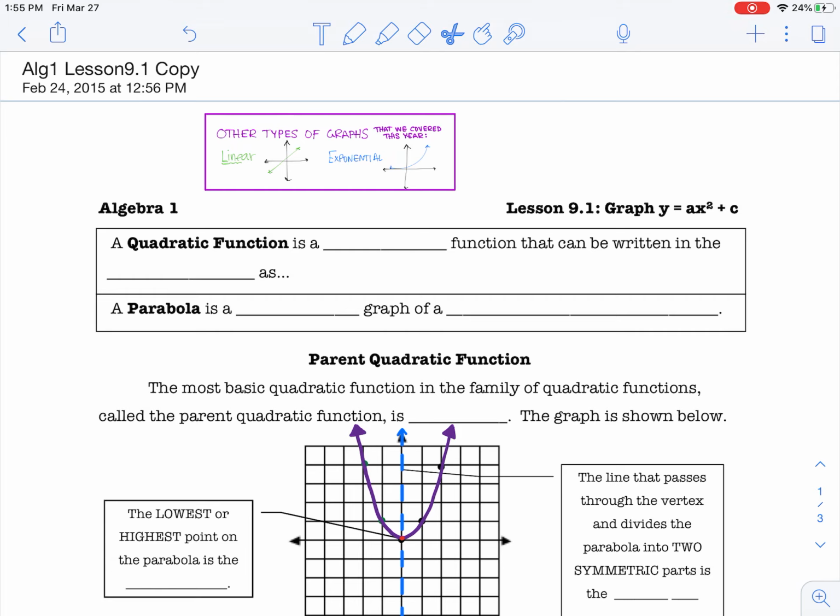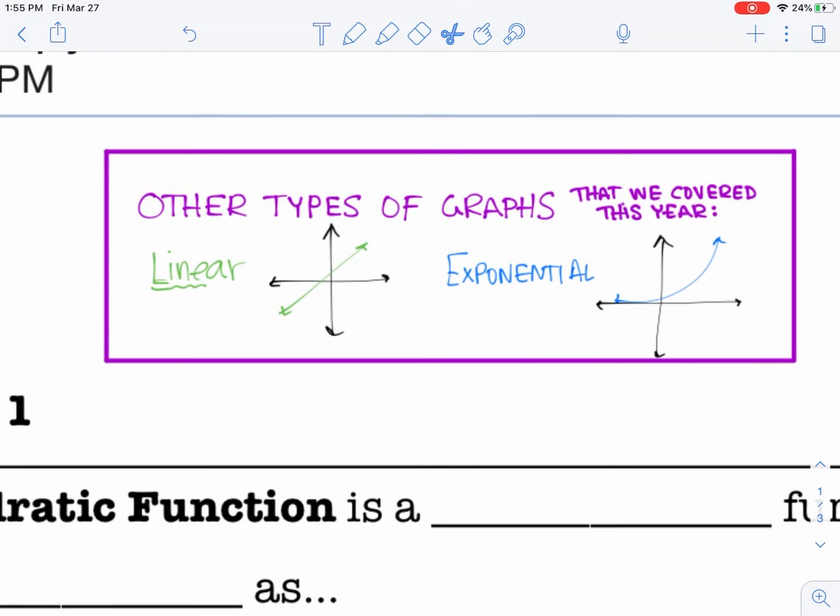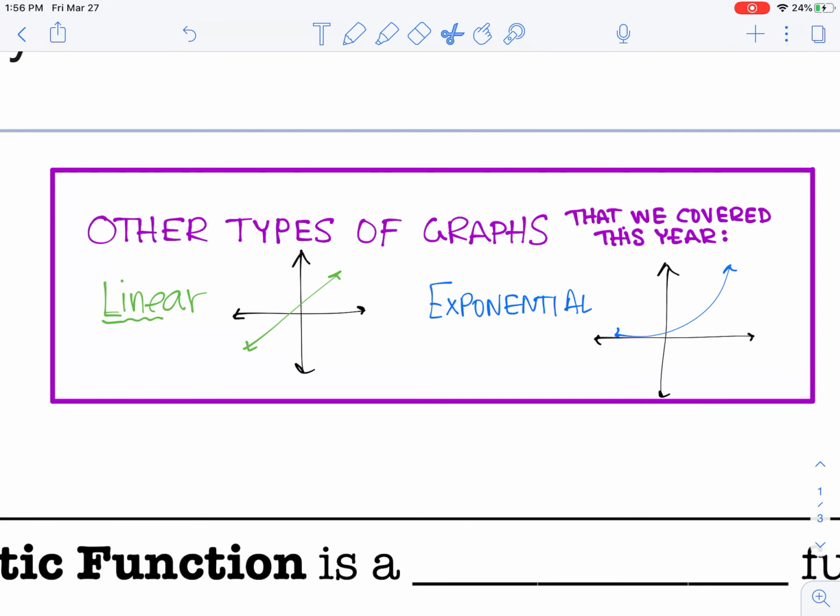All right, so we're going to start with lesson 9.1. As promised, before we left for spring break, we're going to learn our third and final type of graph for the school year. So before we get there, let's review where you've been. You don't need to write these in your notes, just to show you.